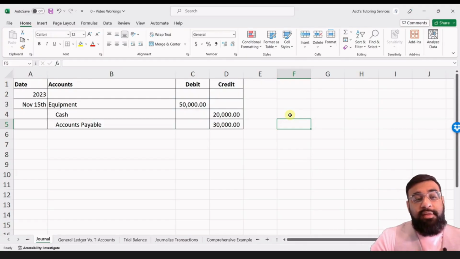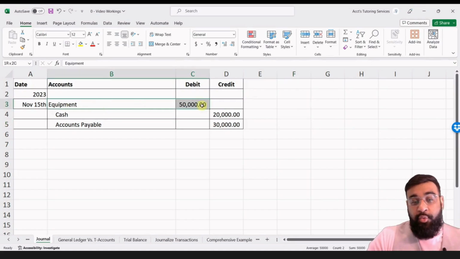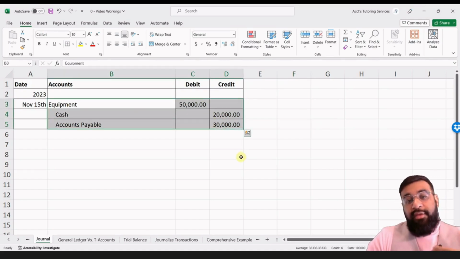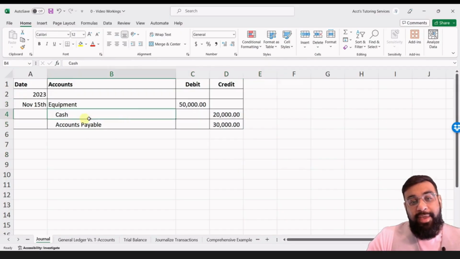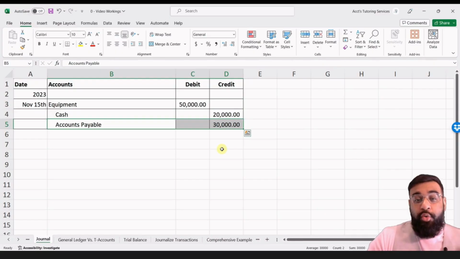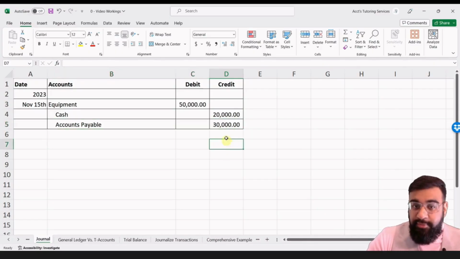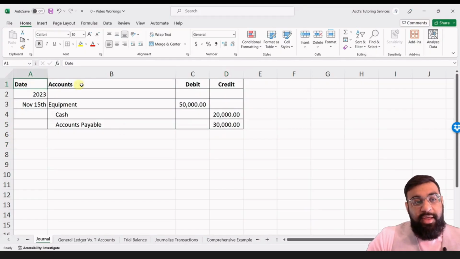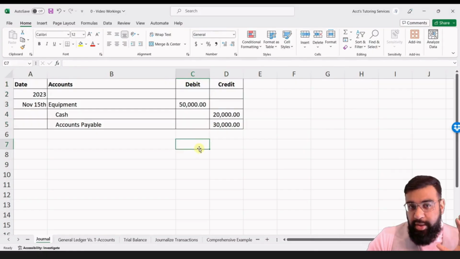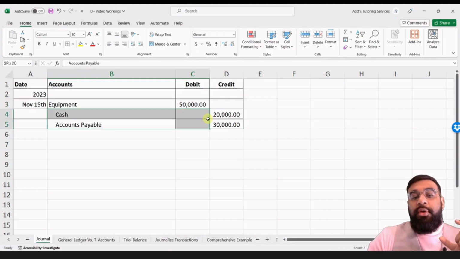Let's say hypothetically that we bought a piece of equipment for our water bottle manufacturing company, and we pay cash $20,000 and we took out a loan, or we're going to pay them within 30 days for $30,000. So in any given T account, we have date, accounts, debit, credit. There might also be a PR column here as well. The PR column just has the account numbers.